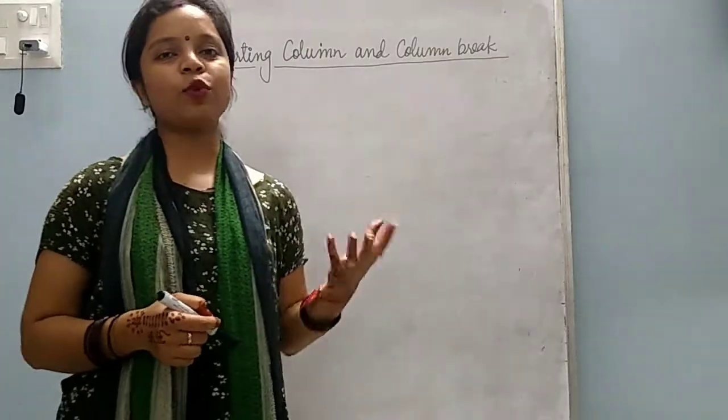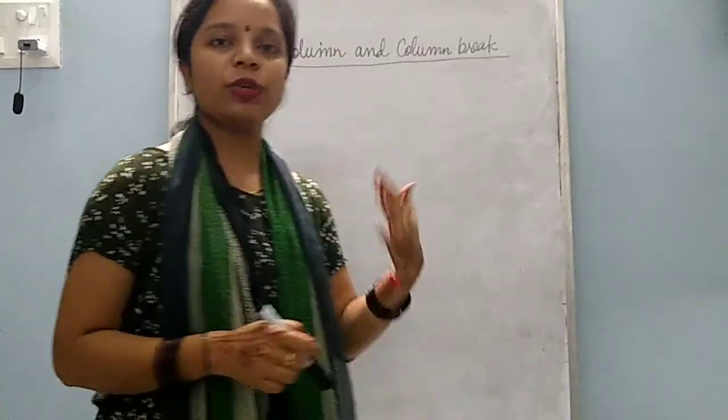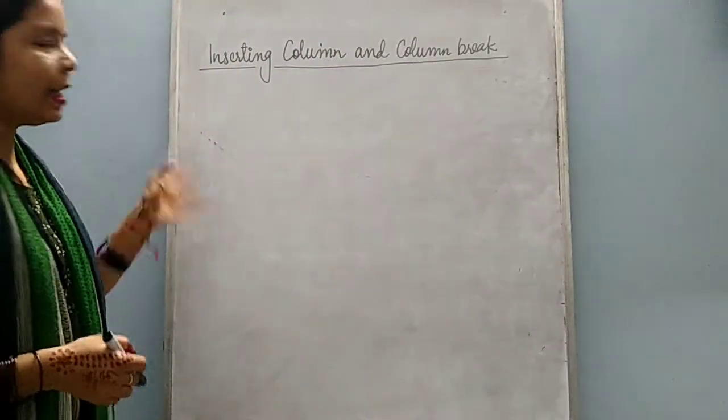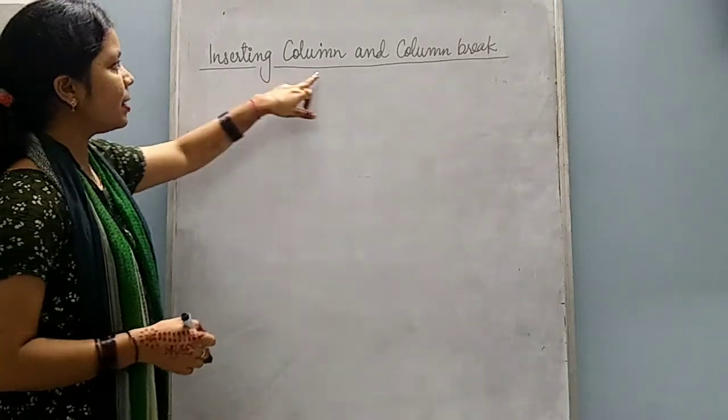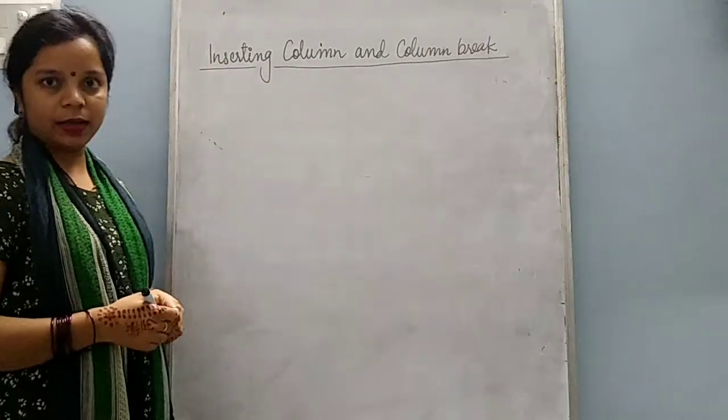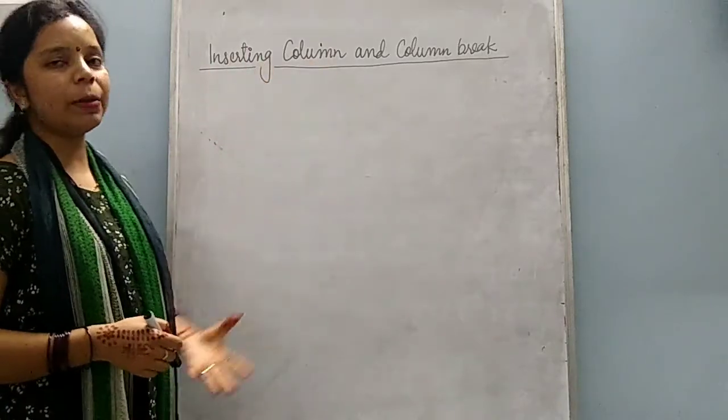Yesterday I explained some topics of lesson number 4. Today I will continue that. The next topic given in your book that I am going to explain is inserting column and column break. Now what is this column and column break?